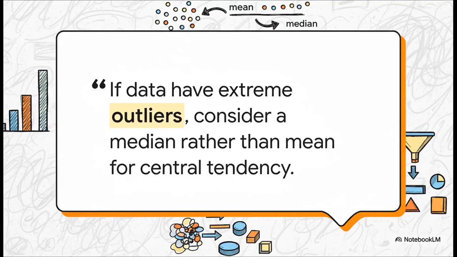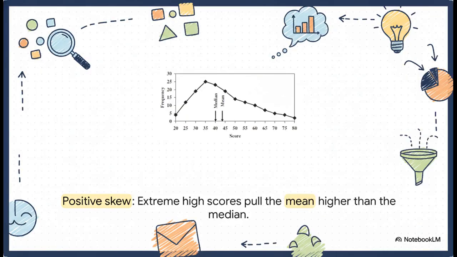And hey, don't just take my word for it. The book lays it out perfectly. A couple of really wild, extreme scores, we call them outliers, they can completely wreck your mean. They can grab it by the collar and drag it way off center, giving you a totally bogus picture of what's really going on. Let me show you exactly what I mean.